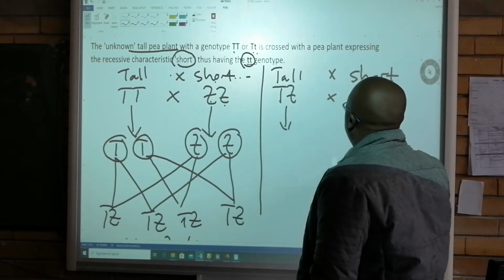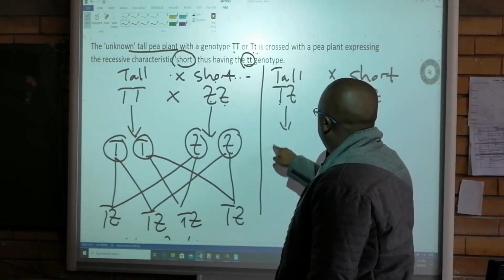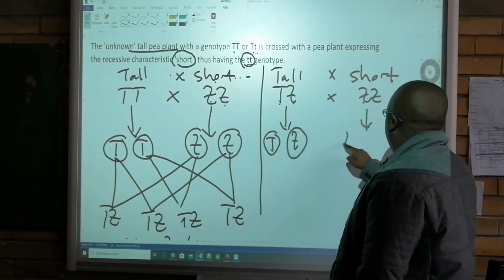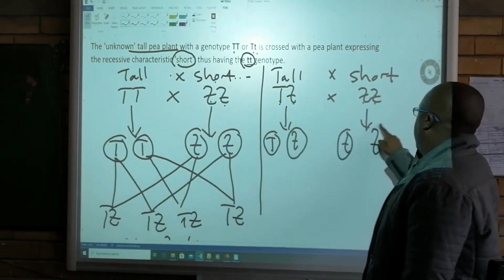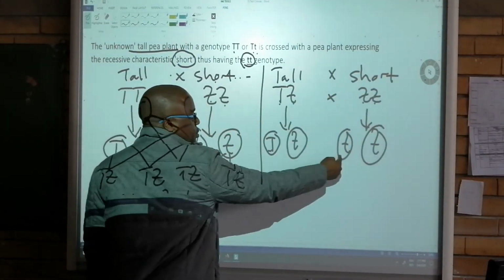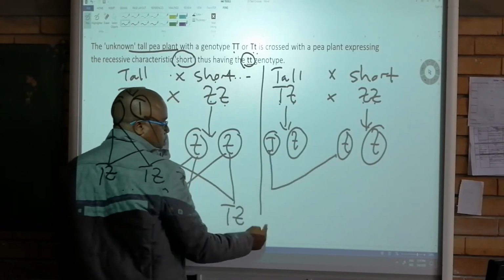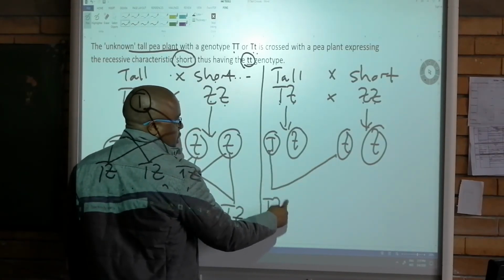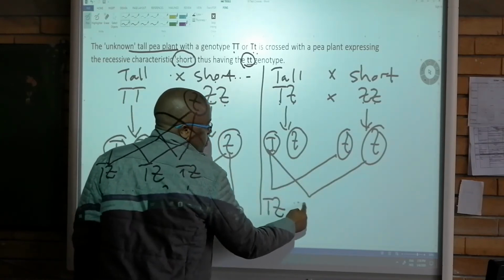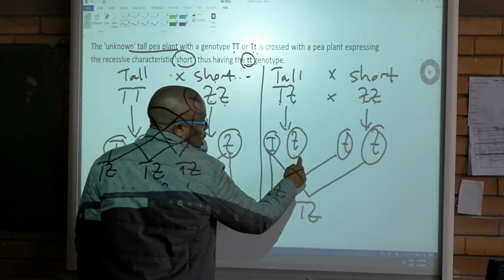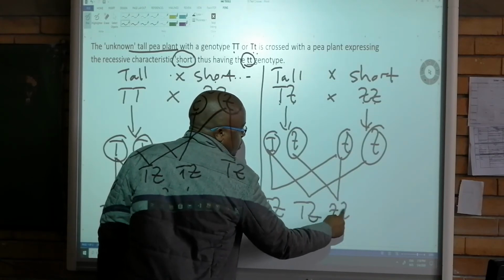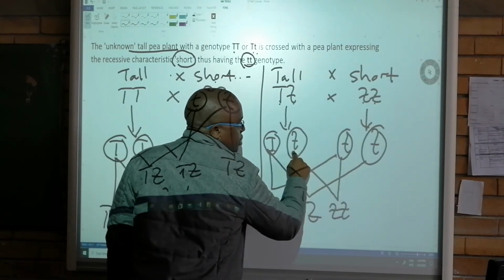This is what? Meiosis. This one goes into its own gamete. This allele goes into another gamete. This allele goes into one gamete. This allele goes into another gamete. Right, let's do the cross. This one can cross with this one. This one can also cross with that one. This one can cross with this one. And this one can cross with that one.